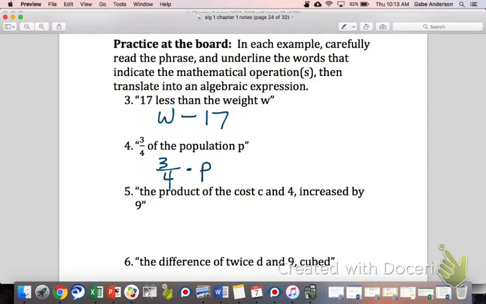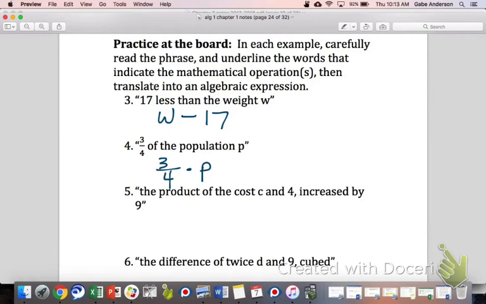So, what is the product? Product means multiplication. So the multiplication of C and 4 would be 4C, or C times 4. I like 4C better. Let's use a dot or maybe some parentheses. It's a different way of writing it than 4C, but that works.